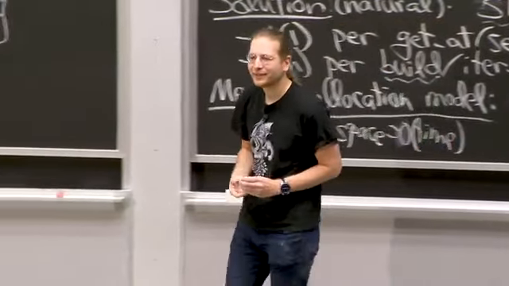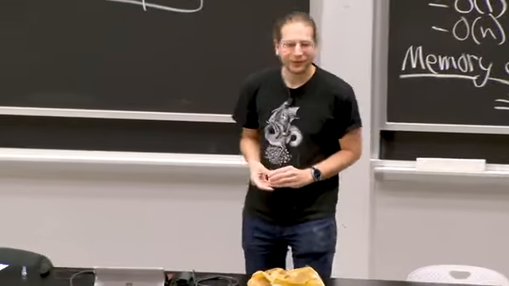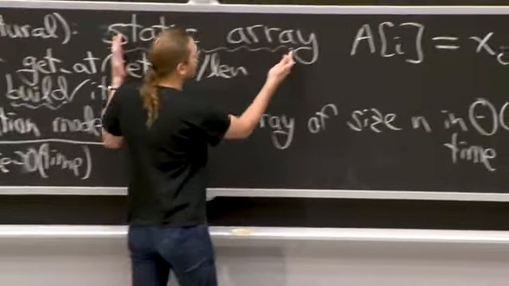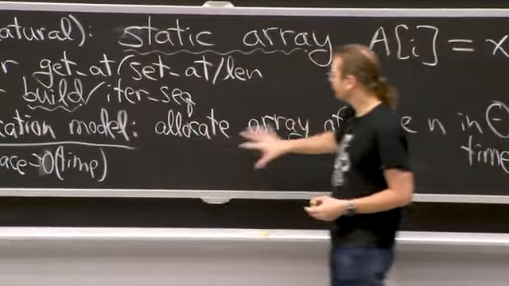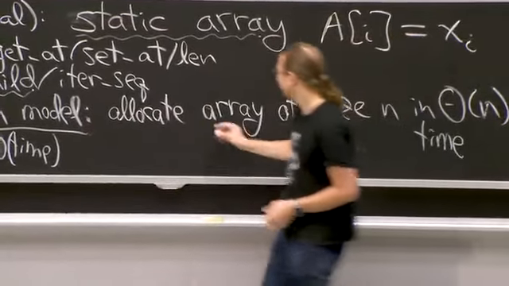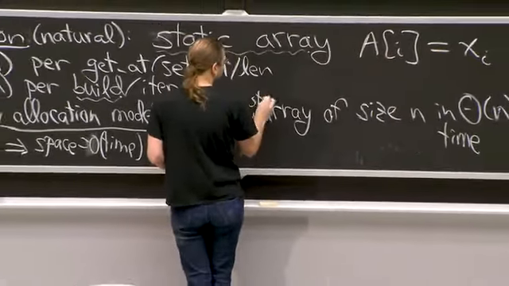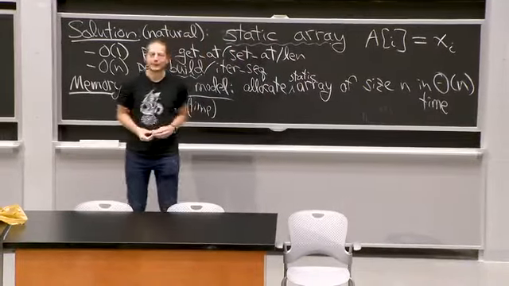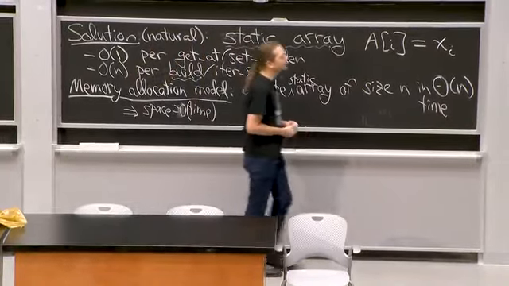Yeah? No, because the size is constant. So remember our allocation model is that we can allocate a static array of size n, but it's just of size n. I can't just say, please make it bigger by 1. I need space to store this extra element.